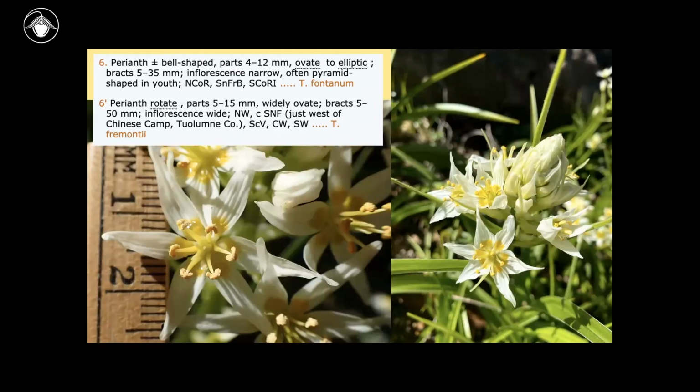Perianth more or less bell-shaped, parts 4 to 12 millimeters, ovate to elliptic, bracts 5 to 35 millimeters, inflorescence narrow, often pyramid-shaped in youth, Toxicoscordion fontanum. Or perianth rotate, parts 5 to 15 millimeters, widely ovate, bracts 5 to 50 millimeters, inflorescence wide. And this is a very widespread species, Toxicoscordion fremontii. So these corollas are rotate.